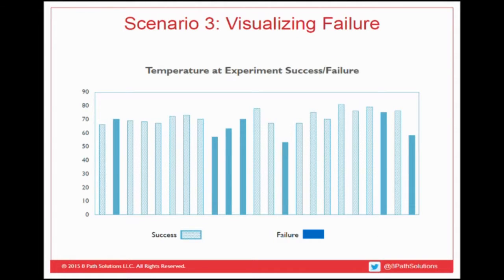Okay, in this case, we have temperature. And now we're representing successes and failures based on the color of the bar. Right. So again, something to think about is which one of these visualizations would you say is the most effective way to make a decision? Or are any of them even? Right? Maybe you think none of them are. Maybe none of these things would make you feel comfortable making a decision.